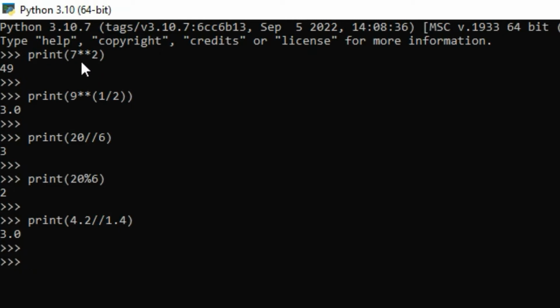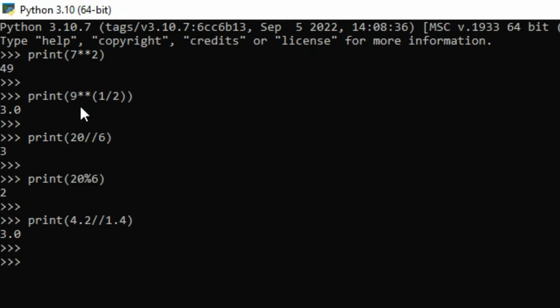So you see what I have up here? These are exponents, where you have the star twice. It says print 7 star star 2. So that's just how they do exponents. 7 to the power of 2 is 49. And this might be a little bit tricky, but this is also mathematics.